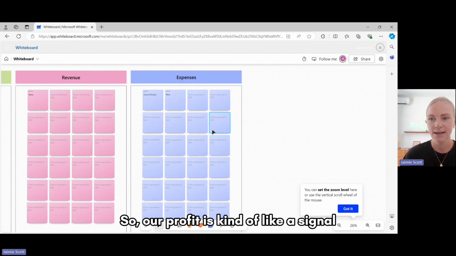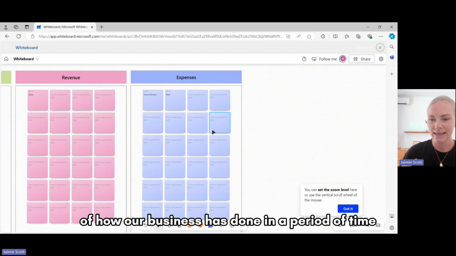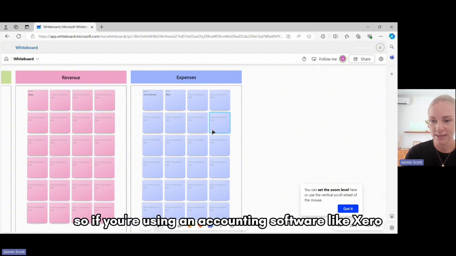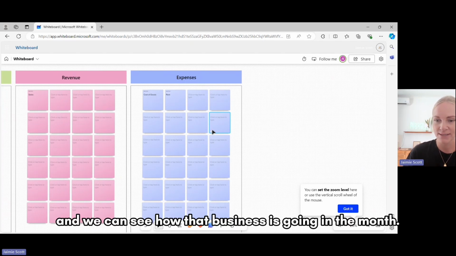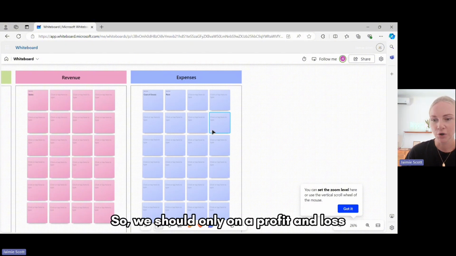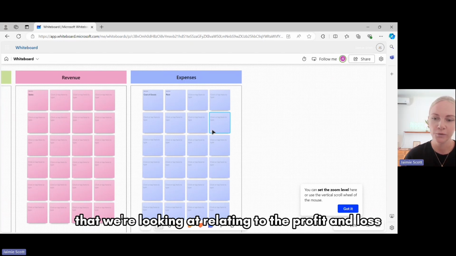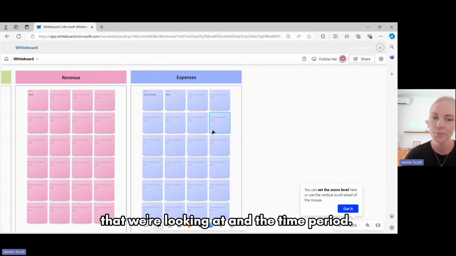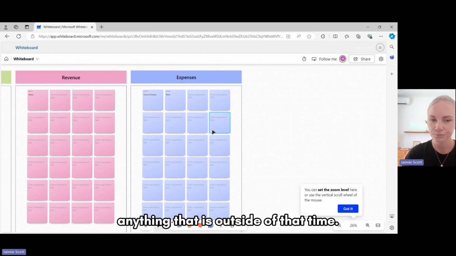So our profit is kind of like a signal of how our business has done in a period of time. So if you're using an accounting software like Xero, you could run a profit and loss for a month and we can see how that business is going in the month. So we should only, on a profit and loss, see the revenue and the expenses related to the month that we're looking at, relating to the time period. We shouldn't see anything that is outside of that time.